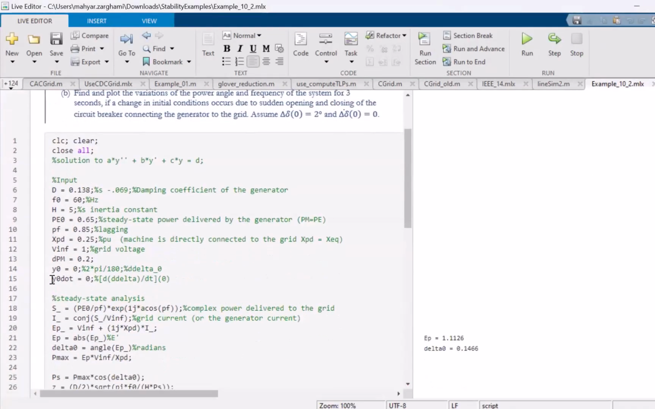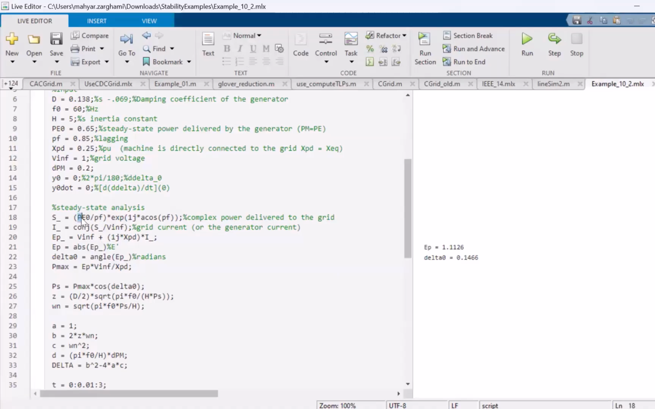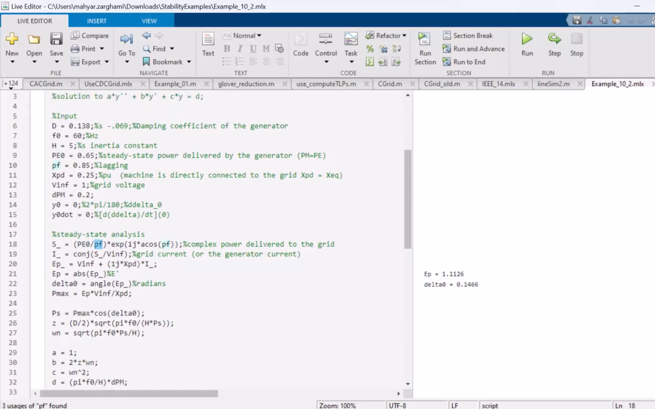Basically here we have all the inputs. This is part of the steady-state analysis. So we have the initial electric power that we're giving to the system, and the power factor. The power factor is lagging. So this gives us the complex power that we're giving to the grid. From there, we find the current of the grid. And then we can find out the internal voltage. The absolute value of the internal voltage would be E prime, and its angle would be the delta zero, the initial power angle.